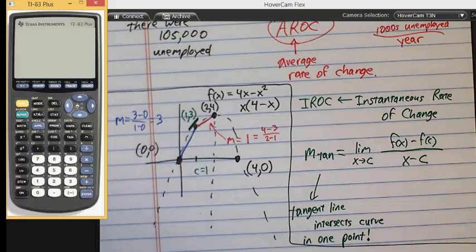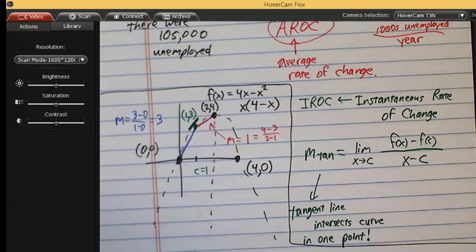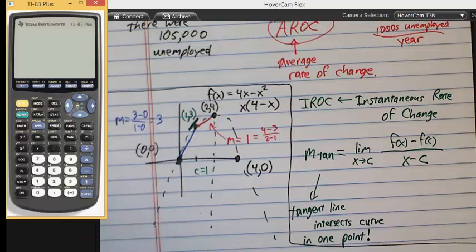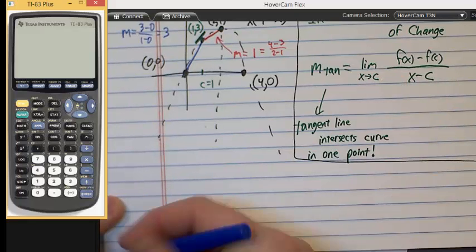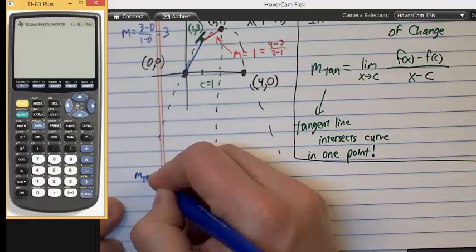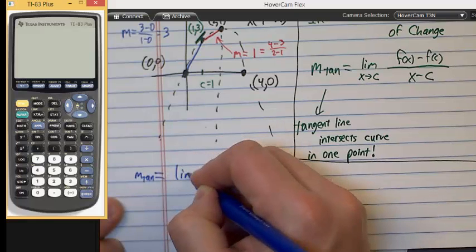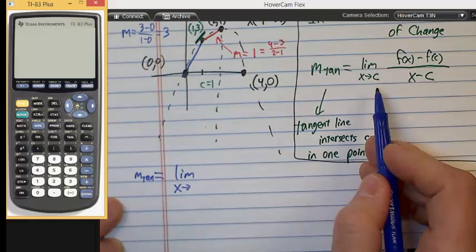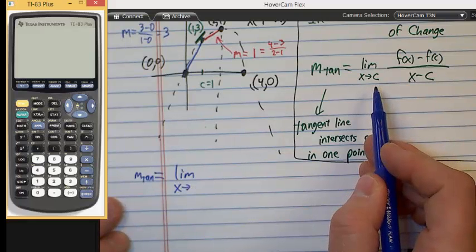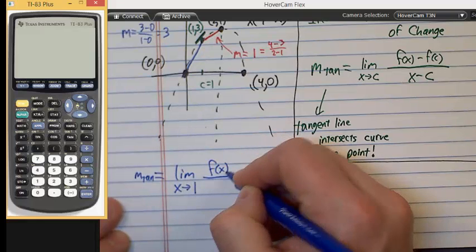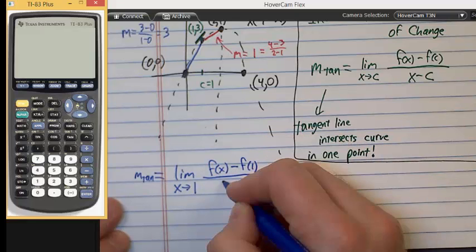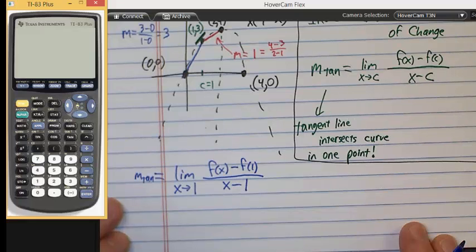So how do we compute it? Well, we're going to use our formula. We have to compute a limit. So let me write down that same formula that I have here. I'm going to try and use it now. So m tan is equal to the limit as x approaches C of f of x minus f of C over x minus C. What am I going to write where it says C? 1. I put a 1 everywhere that I saw a C.